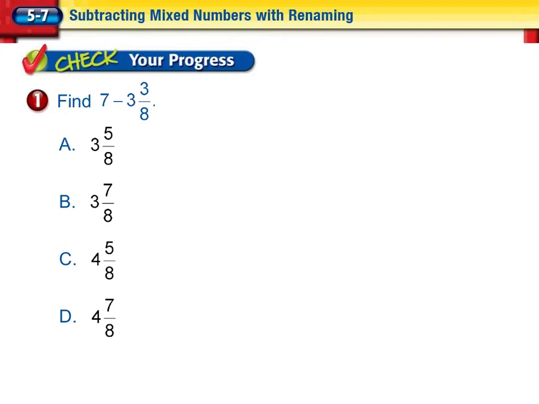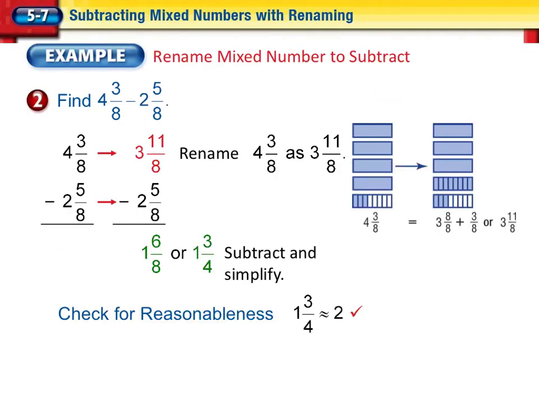Okay, here's one for you to check your progress. Do this one in your journal and have it ready for tomorrow to check it. This one's looking like it's a little more work. If I look at this, it's asking me to take 4 and 3/8 and subtract 2 and 5/8 from that. The good thing is we already have our common denominators, and we all know that's one of the important things we have to have.